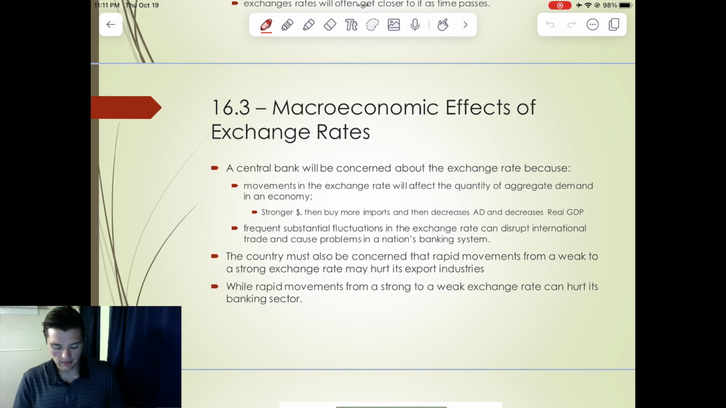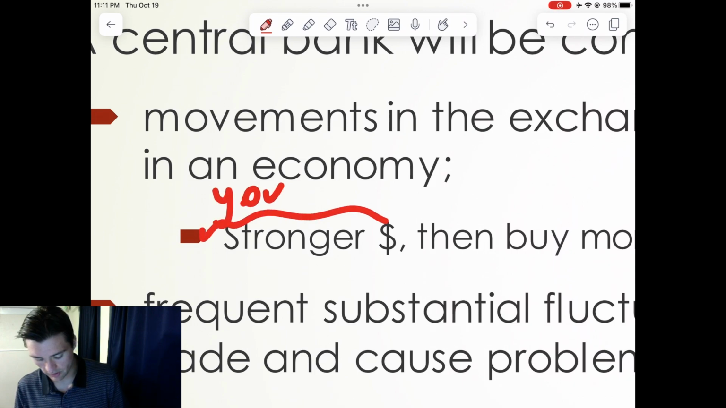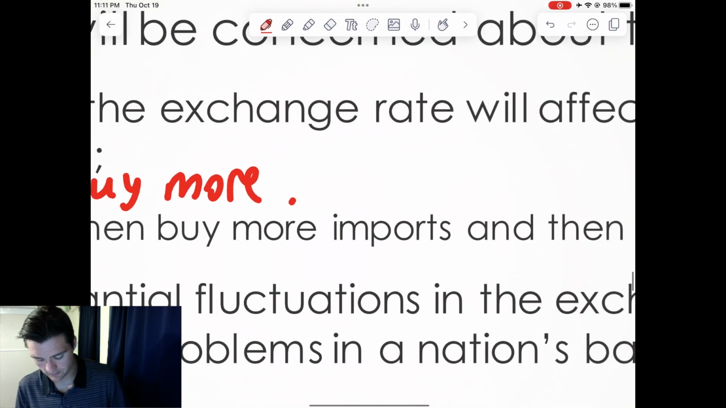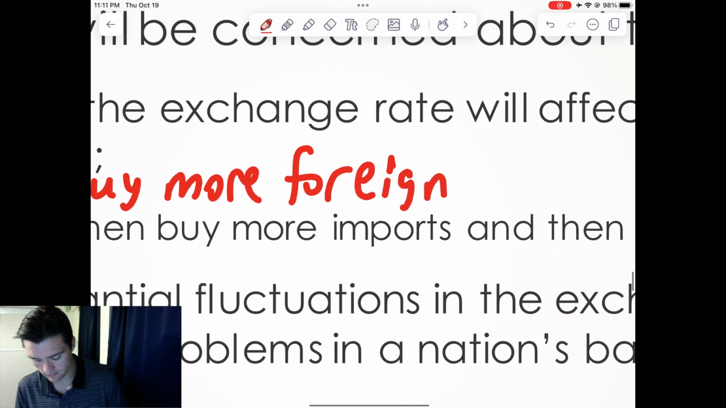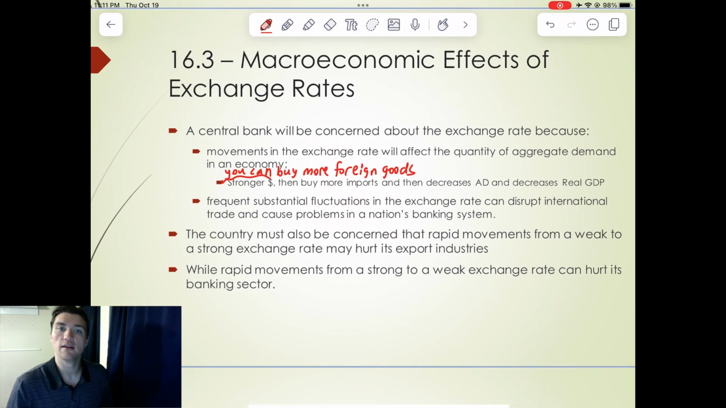So here's how it goes. The central bank will be concerned about the exchange rate because movements in the exchange rate will affect the quantity demanded, the quantity of aggregate demand in an economy. So basically, if you have a stronger dollar, remember, stronger dollar means you can buy more foreign goods. Like, my dollar is stronger, I can buy more stuff with it. So when that happens, you buy more imports.